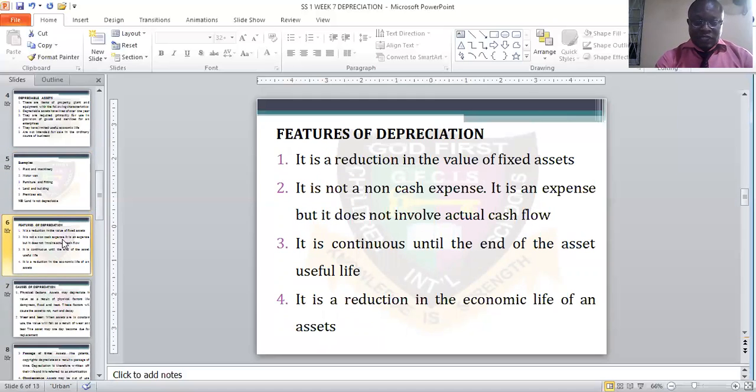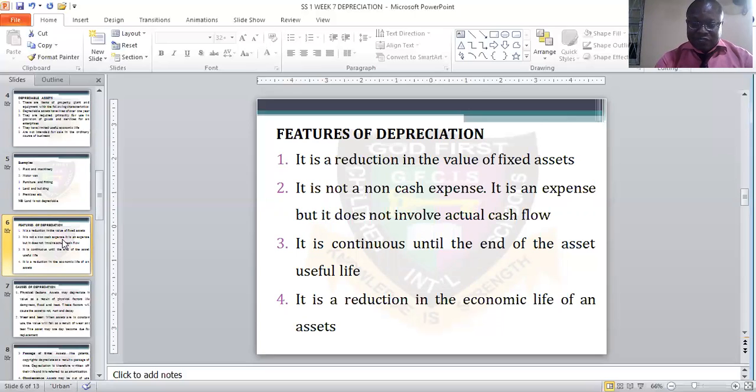One, it is a reduction in the value of fixed asset. The fixed asset will continue to reduce. If it falls, it continues to decrease in value. There's nothing you can do about that. When we are talking about fixed asset, they continue to reduce, to decrease, to fall in the value of the asset.